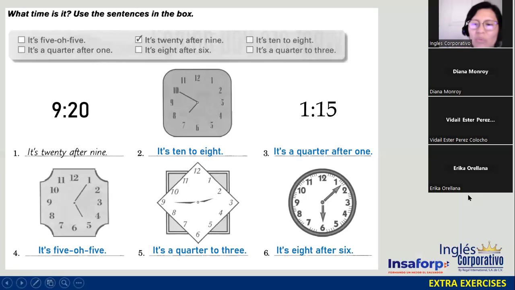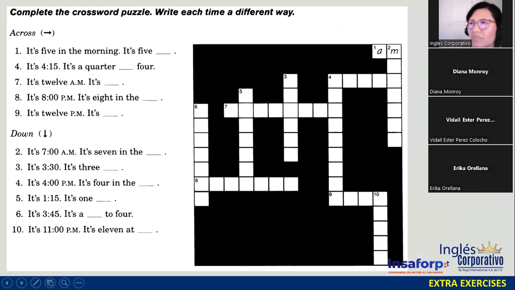Vamos a hacer este que viene juntos, ¿okay? Veamos. Dice, complete the crossword puzzle. Write each time a different way. Vaya. Si yo no quiero decir it's 5 in the morning, ¿qué voy a decir? It's 5 a.m. ¿Verdad? Porque aquí está, miren, ya la primera ya está hecha, ¿ve? Porque es across. Across es horizontal, ¿verdad? Y down es vertical. Entonces dice, it's 5 a.m. in the morning, o sea, it's 5 a.m.